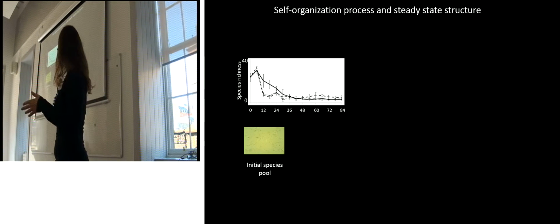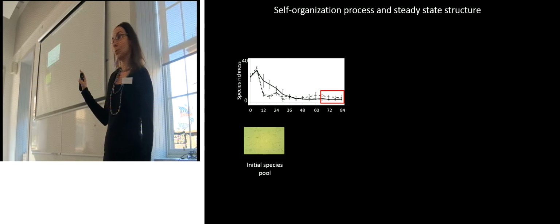We started from, now I don't think you can see a lot there, an initial species pool with many species, many functionally different species. And after the course of the time, we reached what we call a steady state. That is, our cultures have the same species composition and pretty much the same relative abundance through a period of approximately 20 days.